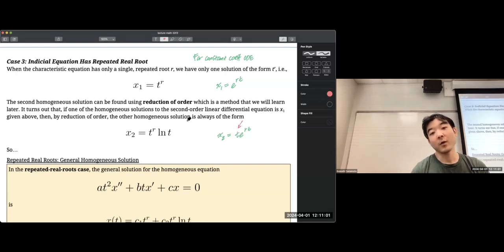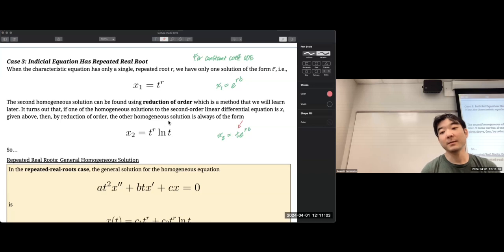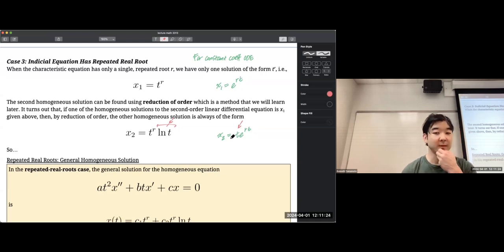For the Euler equation, we're going to do something like that as well, but we're going to multiply by ln of t instead. So that's different than what we had before, but we'll take t to the r and then you copy that and multiply by ln of t. Last time, we took e to the rt and then multiplied by t. I actually haven't justified these two. I said in the past that I'd have to go back and justify this.